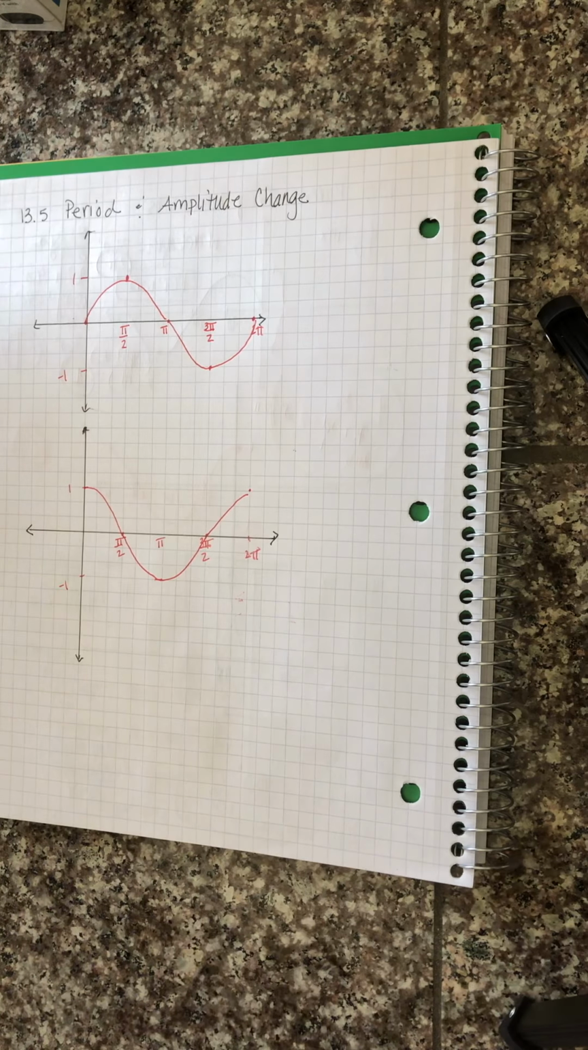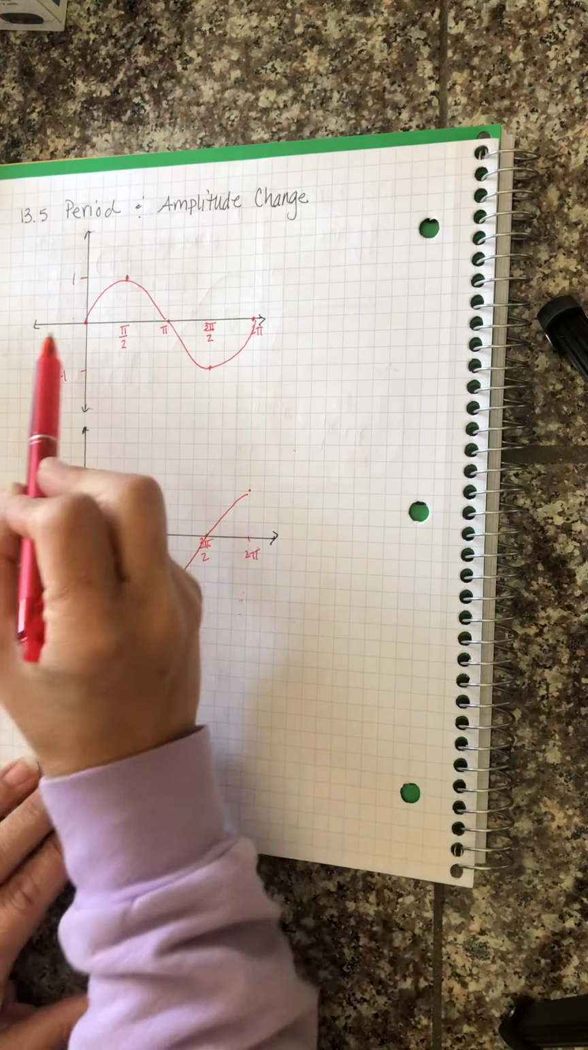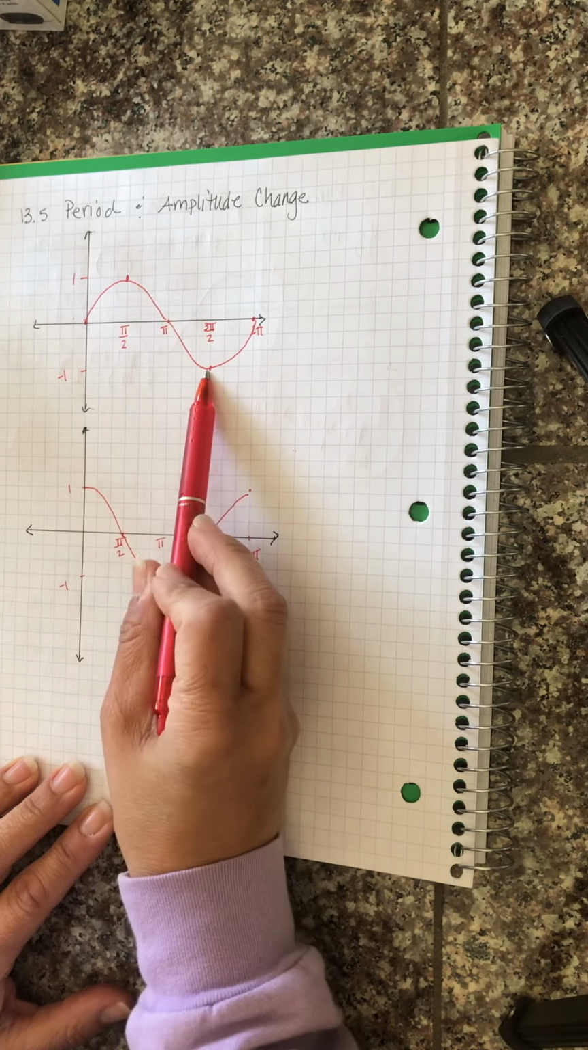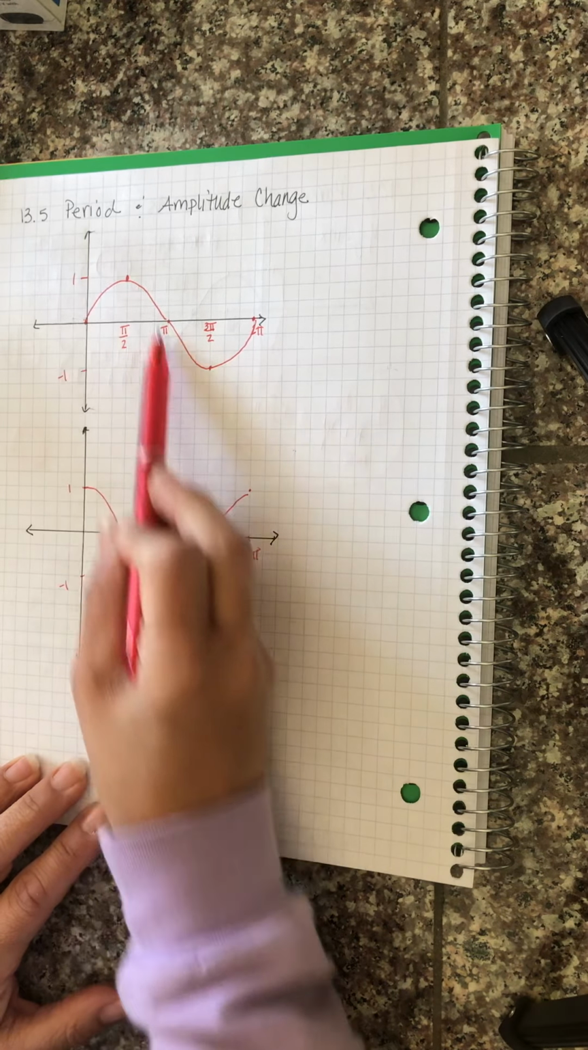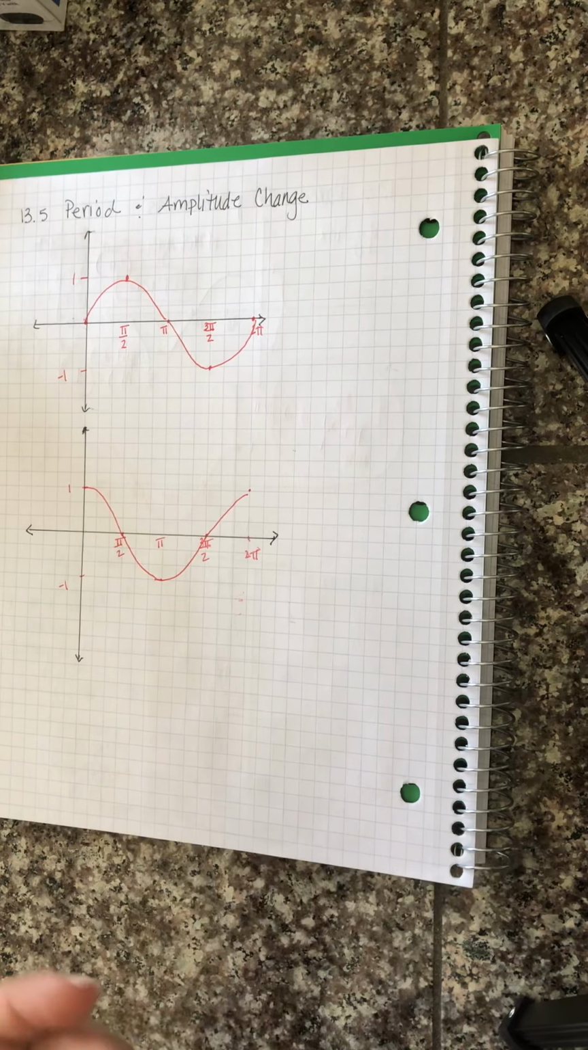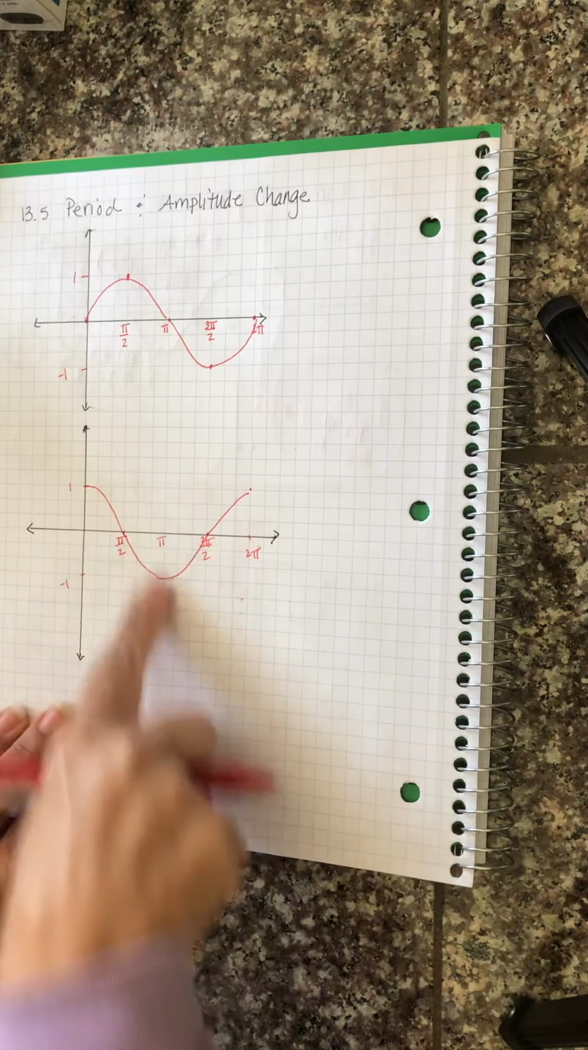Okay, this is in radians. Can you do it in degrees? Yes, but you really should start getting used to radians. Starts at the origin. The high point is 1. The low point is -1. And this is one cycle. They call it the period. And here is the cosine curve.